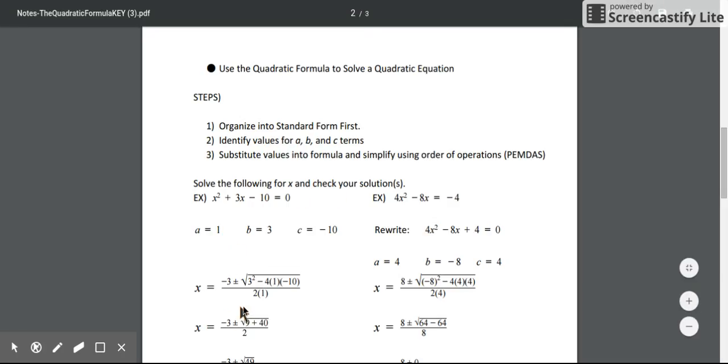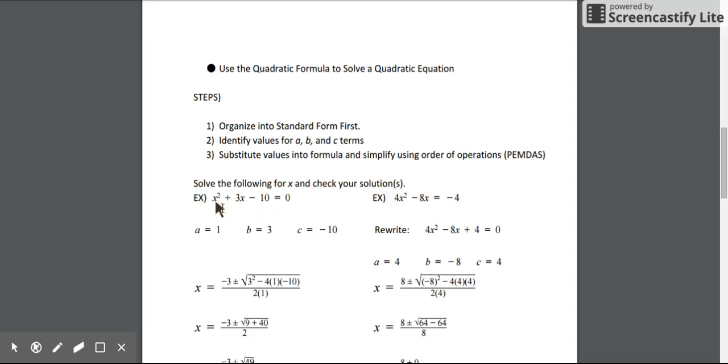Let's do this first example on the left. Let's solve this quadratic equation. Let's check and make sure it's in standard form. Our first term is x squared, our second term is x to the first power, and our third term doesn't have a variable, and it's set equal to 0. So it seems like it's in standard form.